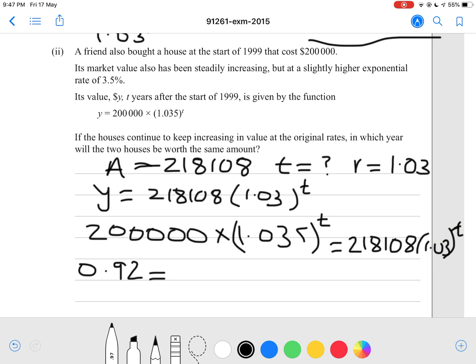So I'm going to say 0.92 is equal to 1.03 divided by 1.035 to the power of t. The reason we can do this is because they both have the same power, okay? That's the only reason why we can group them together and say that 1.03 divided by 1.035 to the power of t, okay?